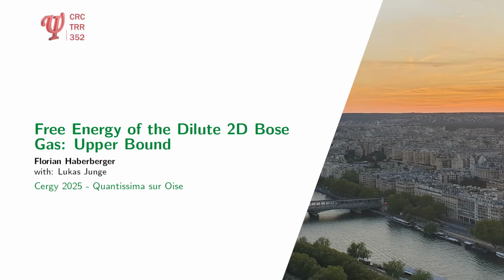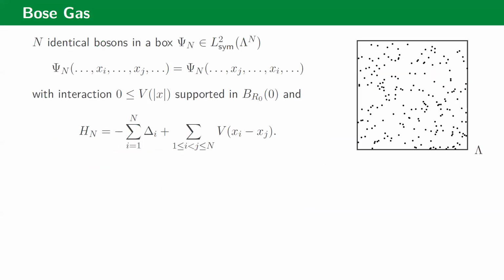Okay, so here's the system. We look at the dilute Bose gas. So we have n identical bosons in the box. In this case there's no sign here. We've heard a lot about fermions. Now we talk about bosons, so there's no sign here, which leads to some interesting property, which I will talk about in just a minute. And then we have the Hamiltonian here.